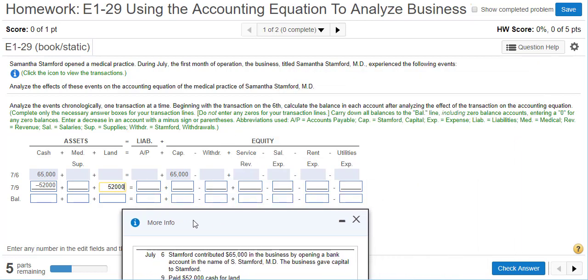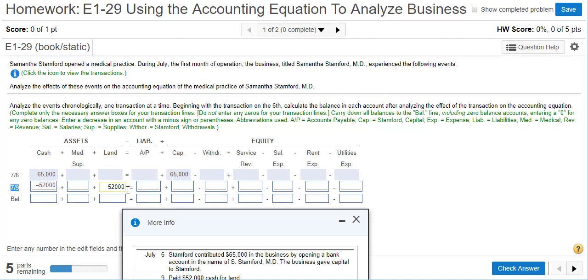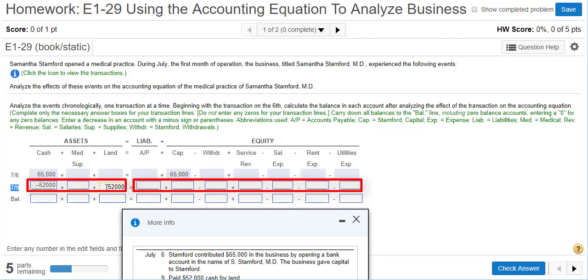Now let's double check. Does this transaction row, that's the row with a date on it, balance? In other words, is the accounting equation balanced after this transaction? So let's look at it. On the right side of the transaction, we have nothing, we have 0. What do we have on the left side? We have positive 52,000 minus 52,000, which is a net 0. So yes, this transaction line does balance.